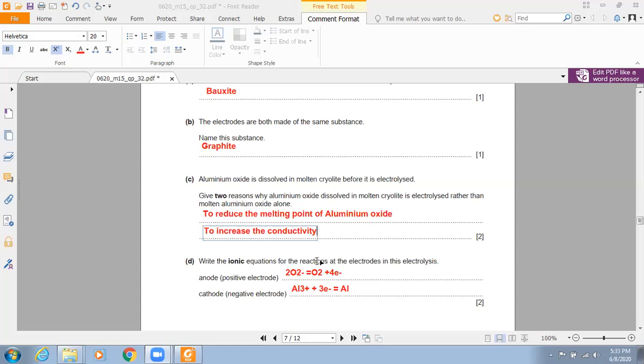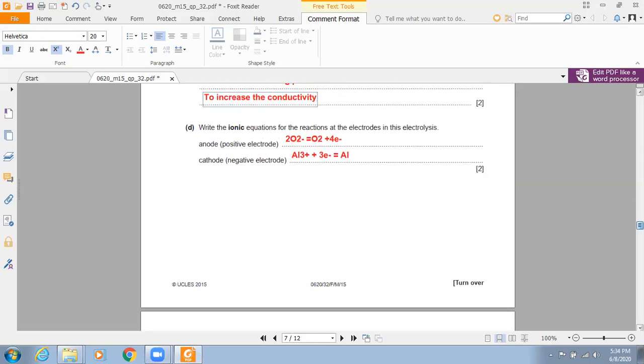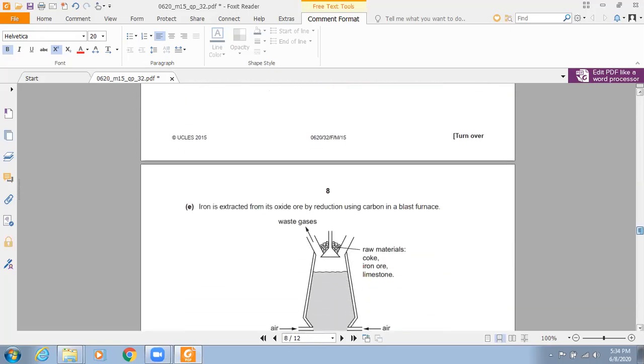Next one, write an equation for the reaction at the electrodes in electrolysis. So the oxide ion will turn into oxygen, and it will lose 4 electrons. So this is the oxidation, and the next one is reduction. I have written the reactions here, so you see. If you have a doubt, tell me. I have written the balanced ionic equations here.